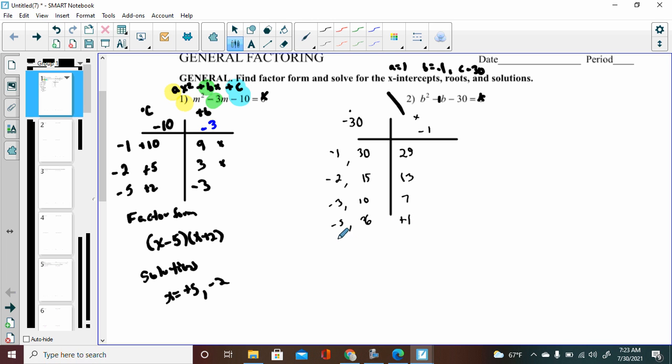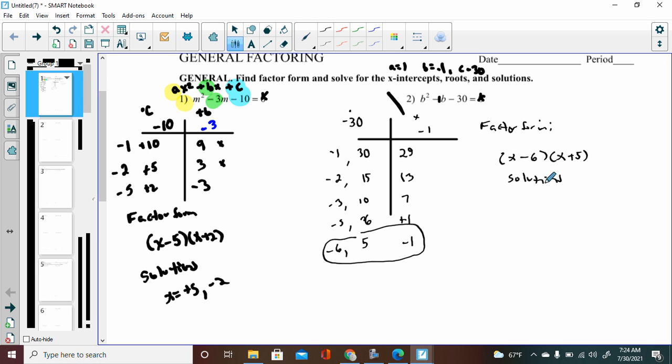It's getting close. So try -6. Divide that, I get positive 5, and I get negative 1. So here's my group that actually works. These two numbers multiply to negative 30, add up to negative 1. So my factor form is x minus 6 times x plus 5. My solutions are just the opposite of these numbers.